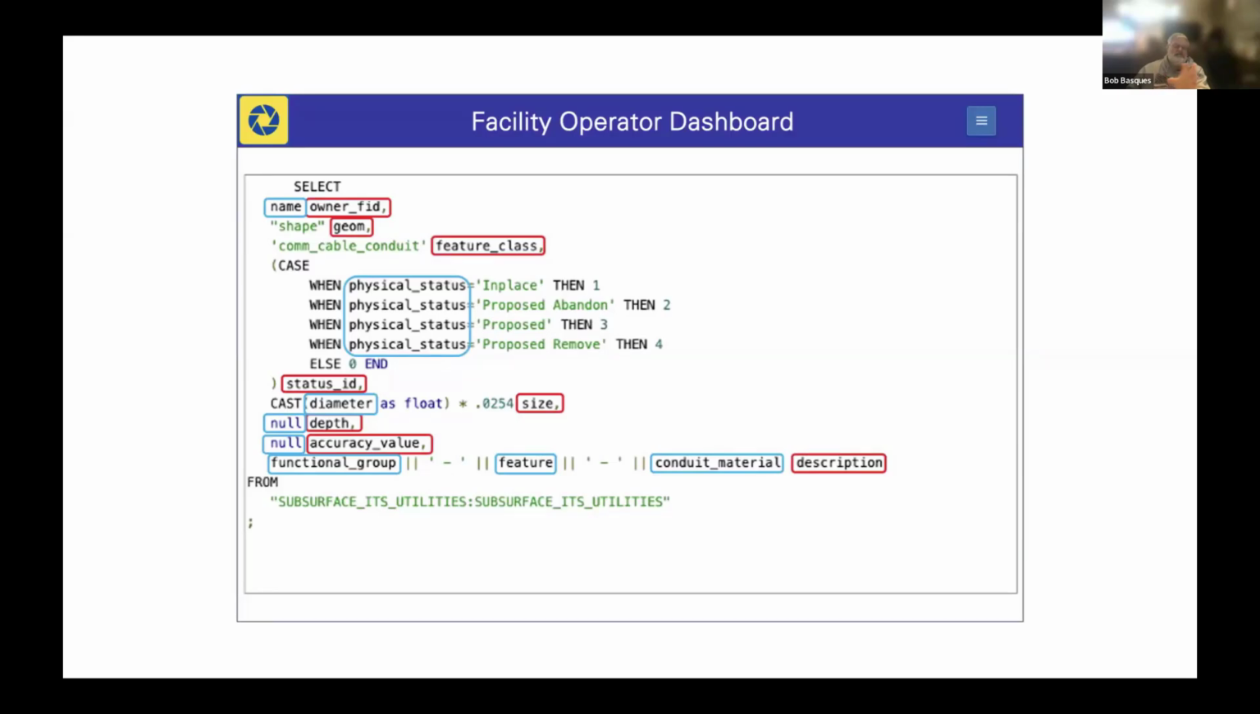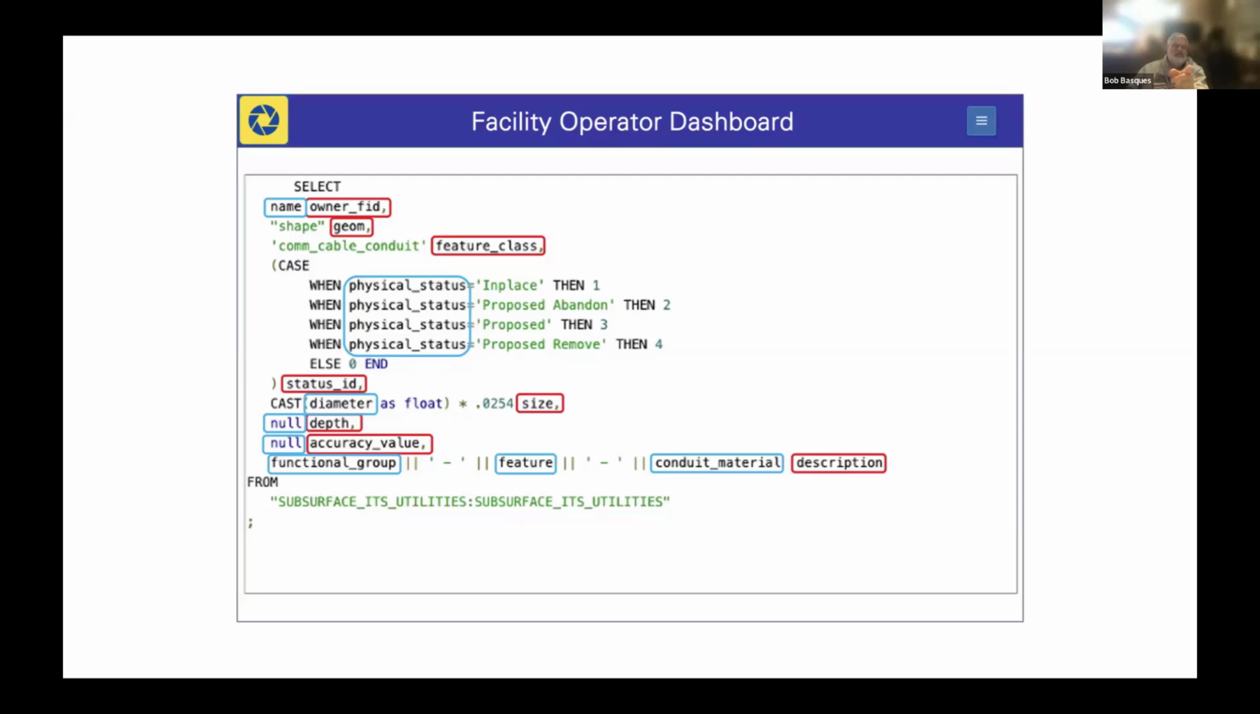And this SQL statement can change depending on what the data is on the source side when you're going back to the data provider end of the equation. So for example, there's that case statement in the middle with the physical status, and this particular service has four in place: proposed abandon, proposed, and proposed remove. They're using that as a status ID, and that's what the status ID at the bottom below the case statement means on the FuzionView side.